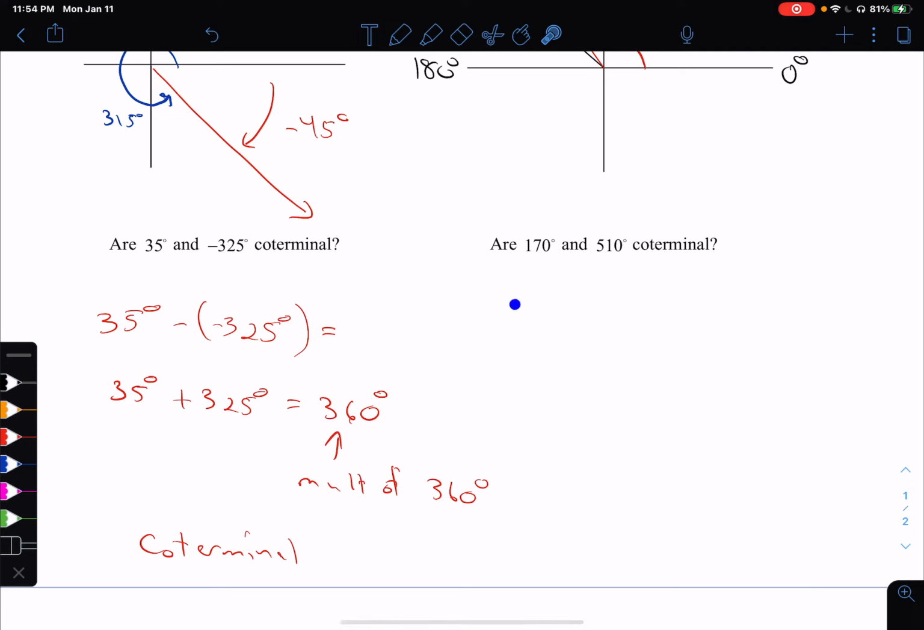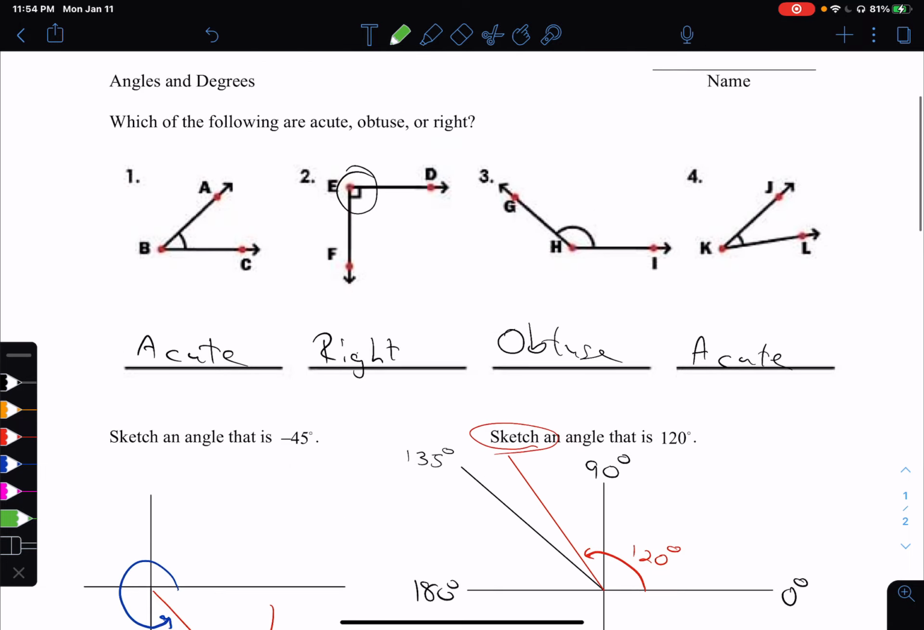Okay, so 510, oops, let's go to green. 510 minus 170. Well, that's going to be 340 degrees. And this is not a multiple of 360. And when I say a multiple, we're talking about an integer multiple. So it'd be like 2 times 360, 10 times 360, minus 5 times 360, minus 1 times 360, 1 times 360. But we're not talking about like 2/7 times 360. Okay, so that's it for the first worksheet.